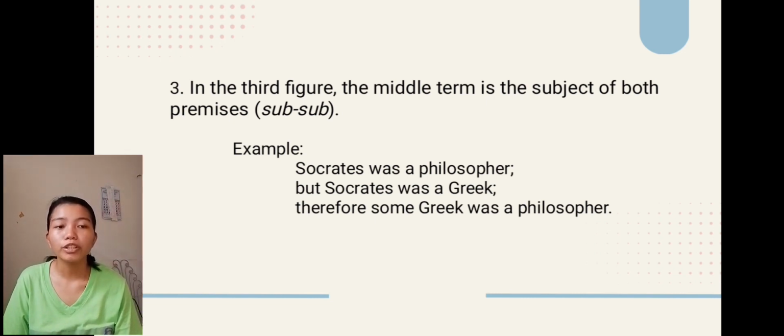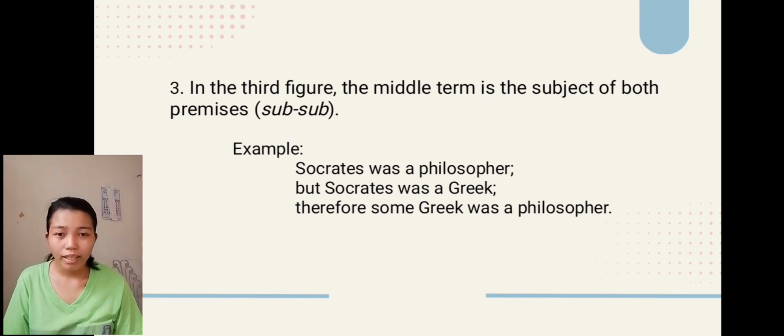So, in the rules of third figure, the minor premise must be affirmative to avoid the fallacy of illicit major. The conclusion must be particular. If not, the violation of this rule gives the rise to the fallacy of illicit major. So, in the example, Socrates was a philosopher, but Socrates was a Greek. Therefore, some Greek was a philosopher.